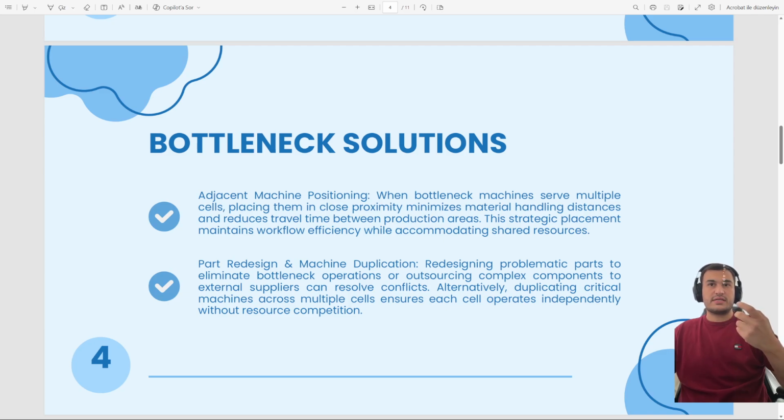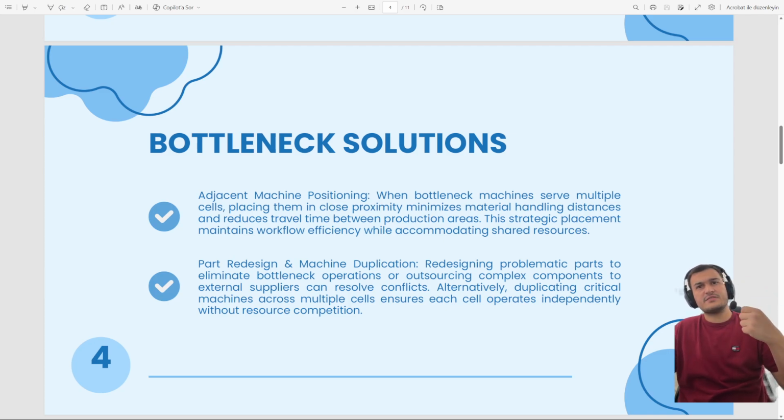The first one is adjacent machine positioning. If a bottleneck machine must be shared between multiple manufacturing cells, you can place those cells close to each other. Placing this shared resource right at the boundary minimizes material handling distance and travel time.